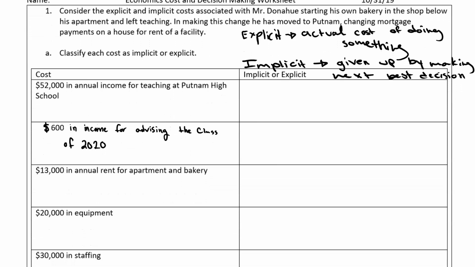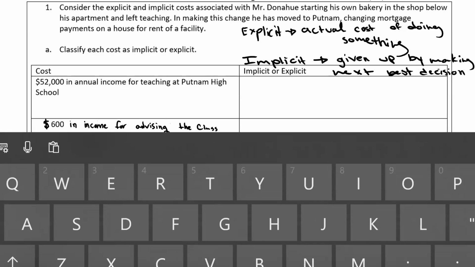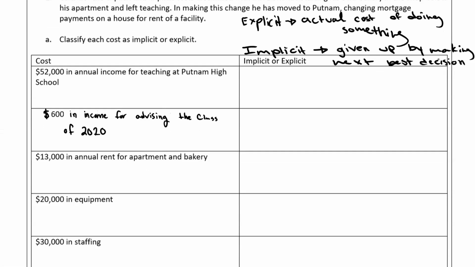So the first problem is you classifying them based on Mr. Donahue's changing lifestyle. So he's going from working as a teacher to owning his own bakery. So you have to think about what's he giving up and what are the costs that he's spending to start up this bakery. So giving up, once again, is implicit, and actual costs of making the decision are explicit.